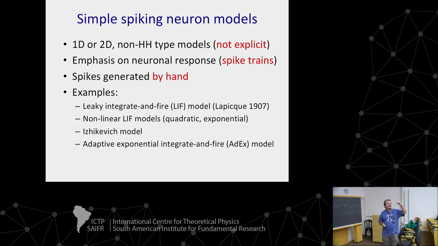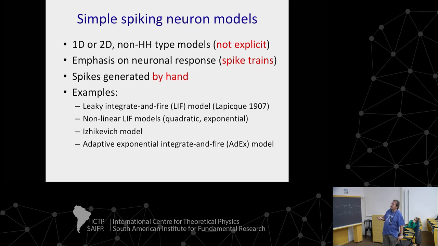And then there's an extra simplifying step that you can use. Instead of reducing the model, you can just say, I don't care about the mechanism that generates a spike, so I won't model it. I just assume there's a threshold. Whenever the voltage crosses the threshold, I generate a spike. So it's possible to have non-Hodgkin-Huxley type models, both one-dimensional and two-dimensional, which do not explicitly model a spike. The emphasis of this type of model is on the neuronal response, on the spike trains, and not on the mechanism responsible for the generation of spikes. And spikes are generated by hand. So here are some examples.